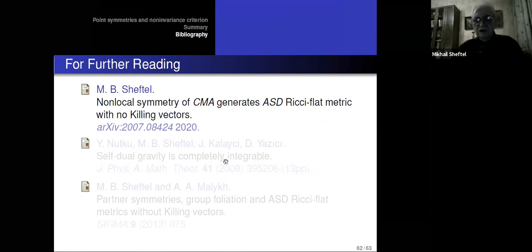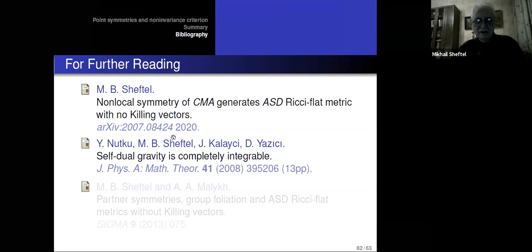Much more details of this work you can find in my preprint with the same title, which was published on arXiv on 5th of October this year. The bi-Hamiltonian structure of the complex Monge-Ampere equation was discovered by us, this is the list of authors, very long ago in 2008.